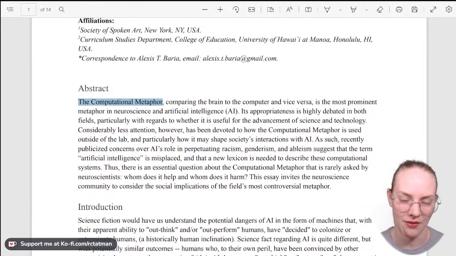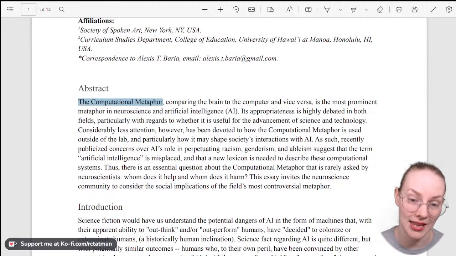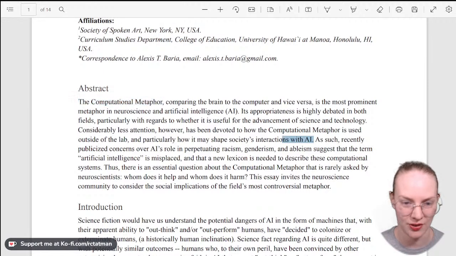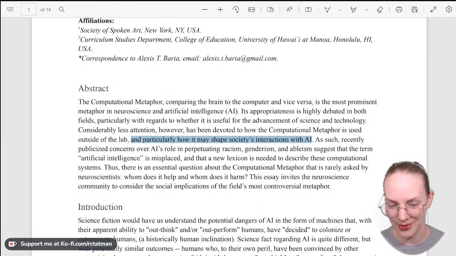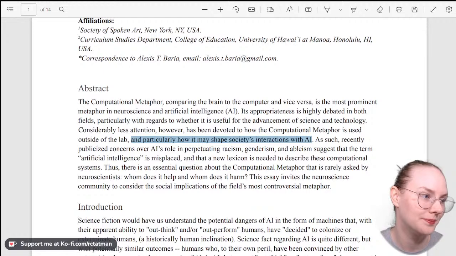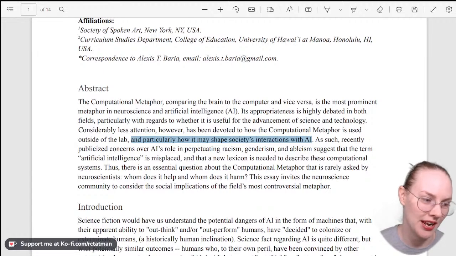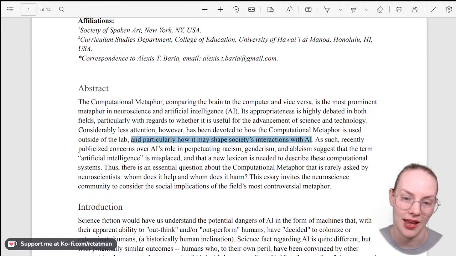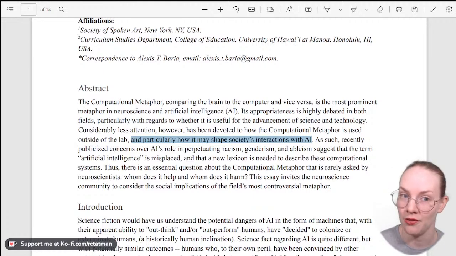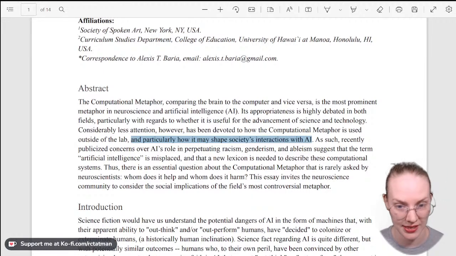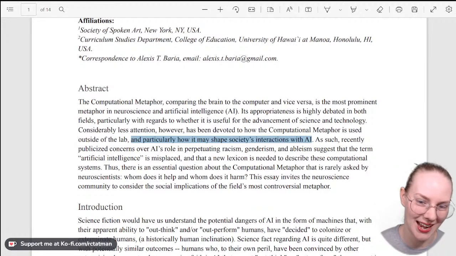Considerably less attention, however, has been devoted to how the computational metaphor is used outside the lab, and particularly how it may shape society's interactions with AI. And I think this is especially important because if you know about loss functions, let's say, you probably have a pretty different understanding of machine learning systems and interacting with them than a general person out in the world who might be using these systems, or might be having these systems used on them without their knowledge or consent. And it's an issue, right?